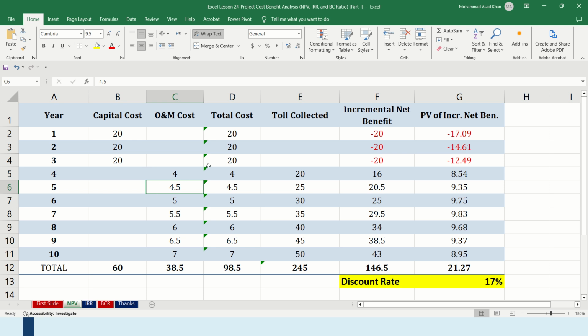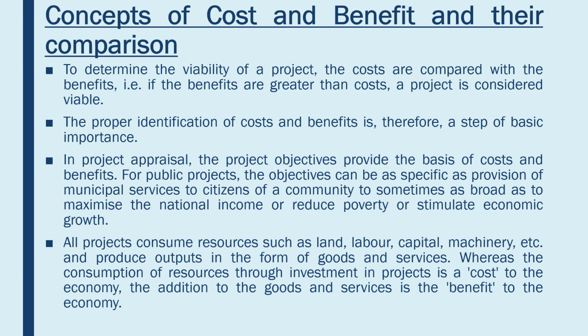Discussing part one, first, I would like you to basically know what are these three concepts: the NPV, net present value, the internal rate of return, and the BC ratio. These are three different concepts, but closely associated with each other. And whenever we talk about project benefit cost analysis, we basically discuss these three concepts together. So this is the concept of cost benefits and their comparison.